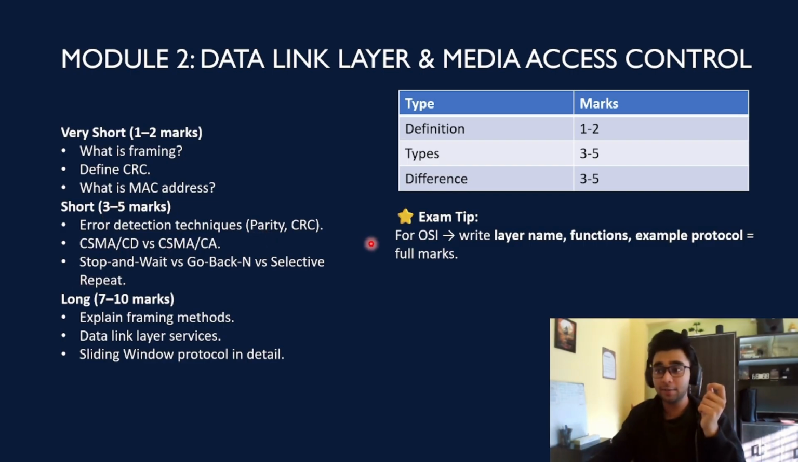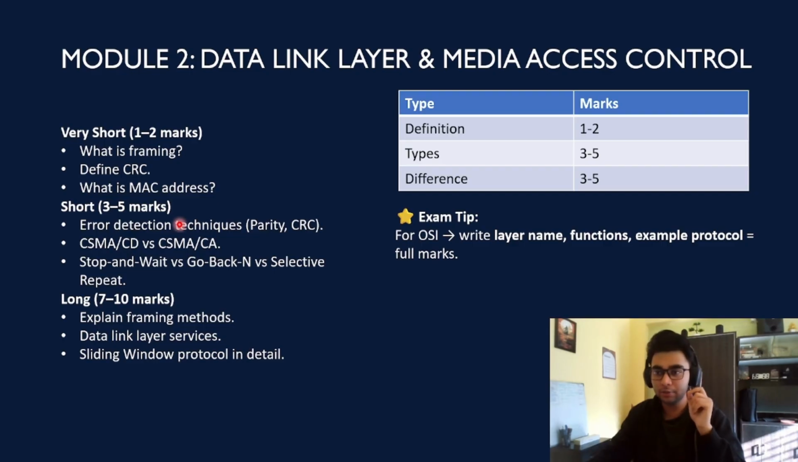Then the differences are very important, like CSMA/CD and CSMA/CA. This difference is very important. Also, the difference between stop and wait, go back N, and selective repeat. Now, for long questions, what could come is basically the sliding window protocol, which is very important. Then various framing methods and also detailed link services.